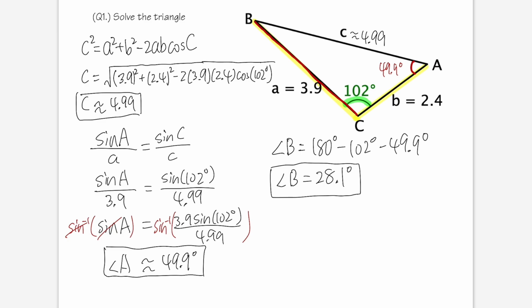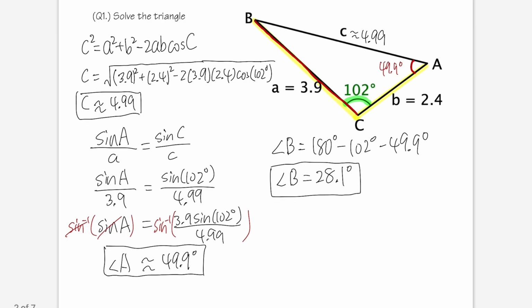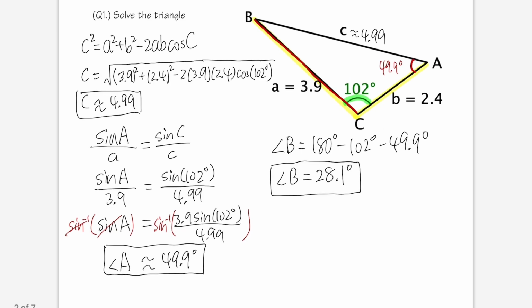And by the way, you guys can let me know if you use this symbol or not. In my class, I don't really tell the students that you have to use the angle symbol. You can just write down capital B is equal to 28.1 degrees. But if you are not from my class, then of course you have to follow your instructor. All right, that's number one.